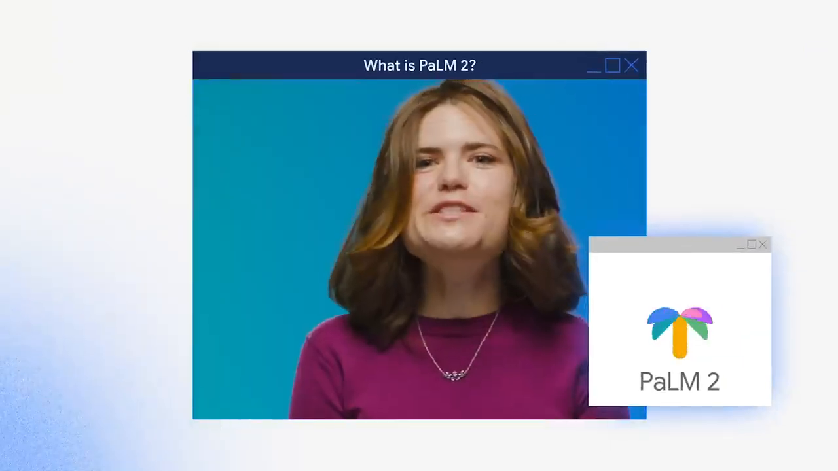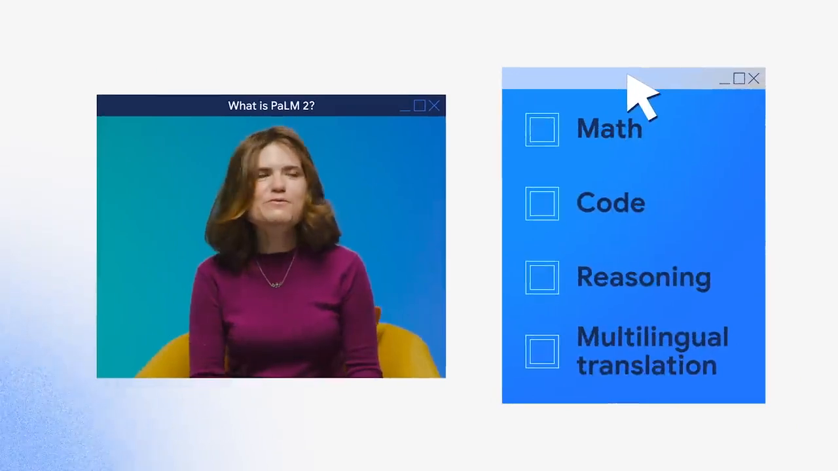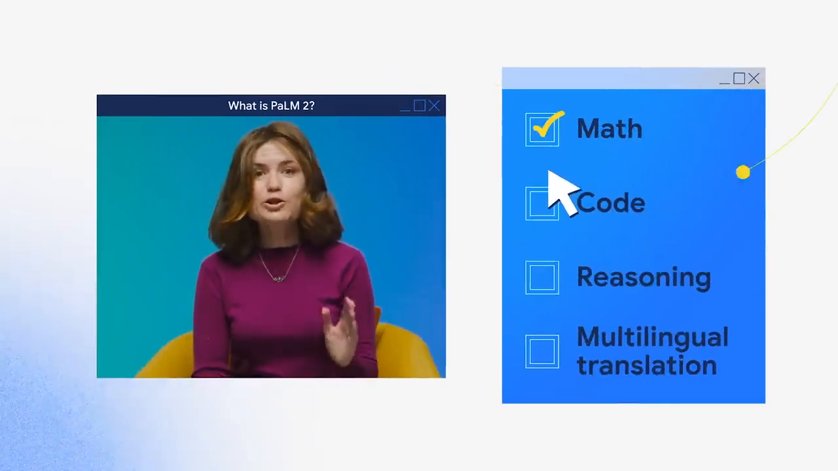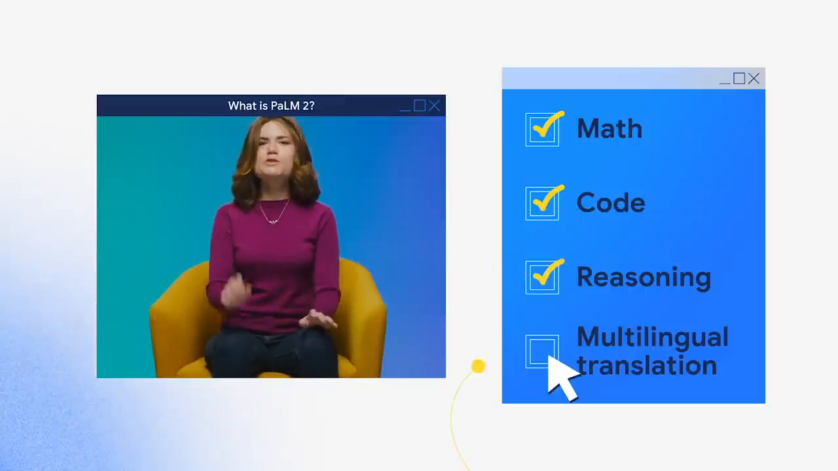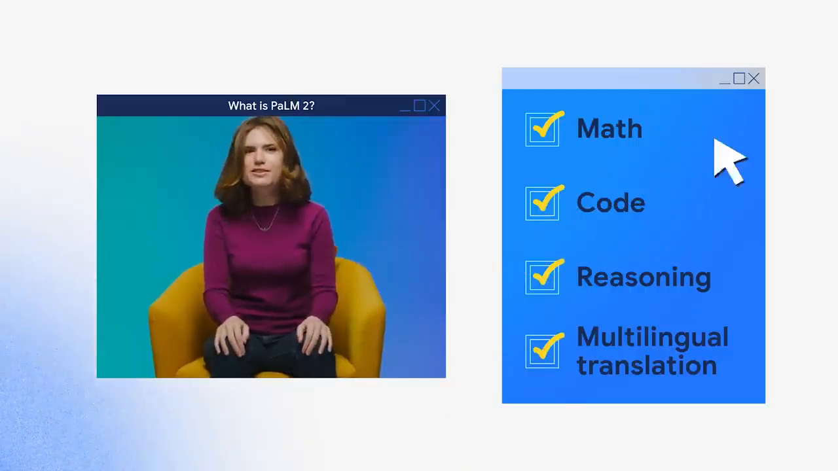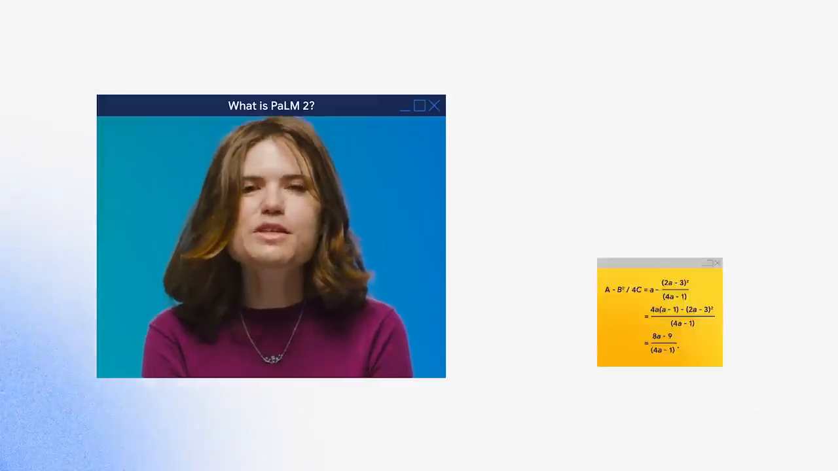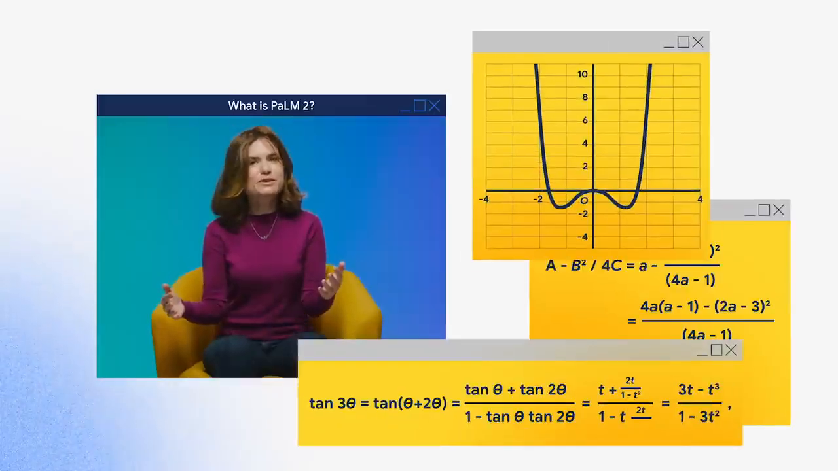PaLM 2 is Google's next-generation large language model. The model is really different than anything that we've built before. PaLM 2 is very good at math, at code, at advanced reasoning, and then also at multilingual tasks like translation. The way that it was able to accomplish this was because it was trained on scientific and mathematical data.